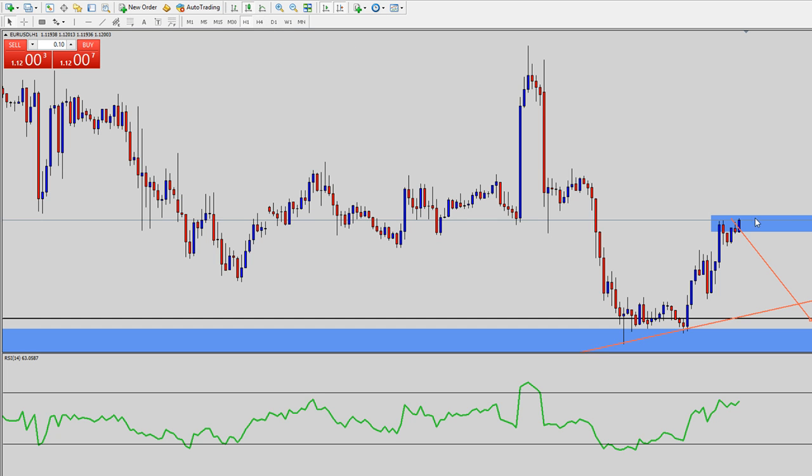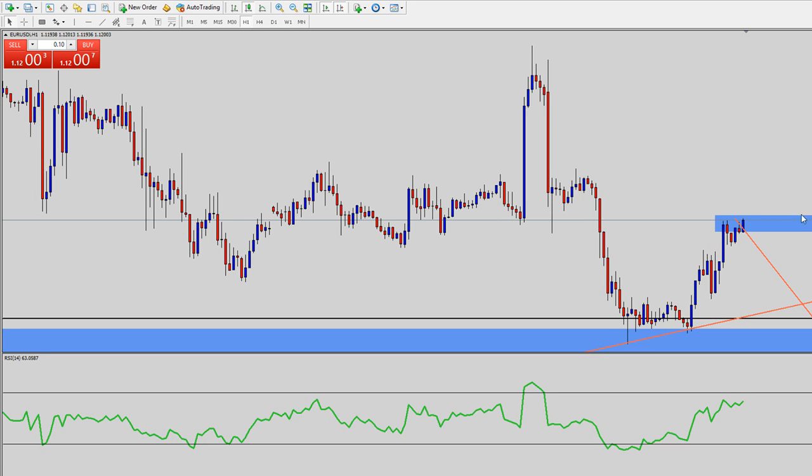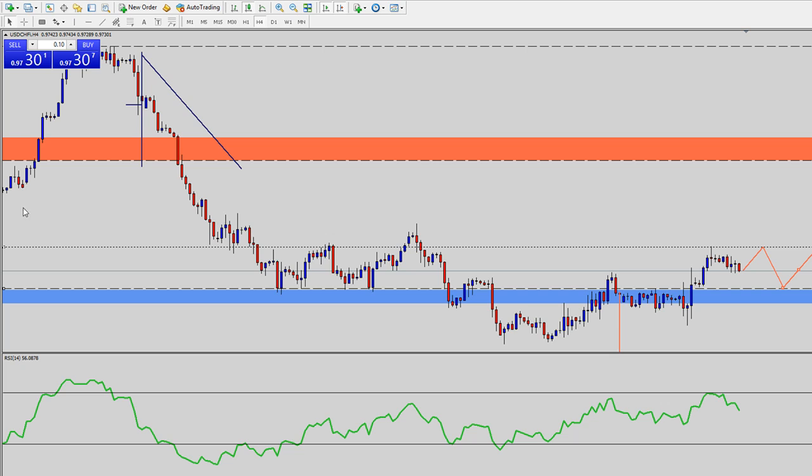Jumping down to the 1 hour, what I'm really looking for this week is probably a consolidation until we see some news coming later on this week, and probably see a break above or a break below in this area. And that will be it for Euro USD.